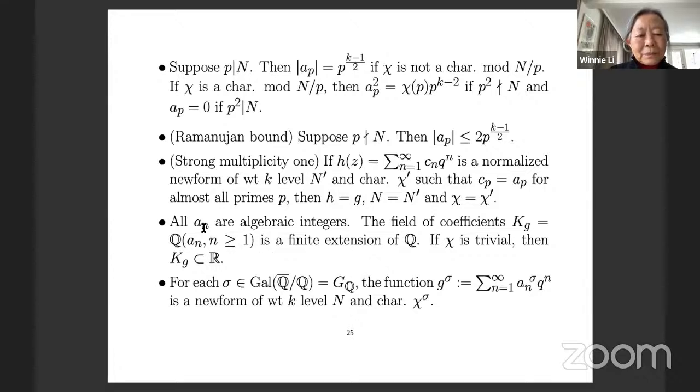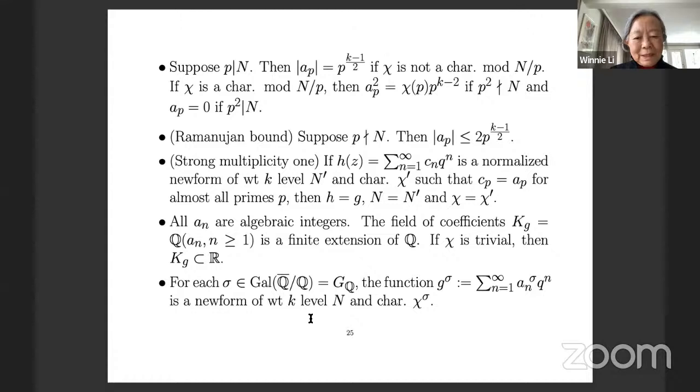And all the Fourier coefficients are algebraic integers. If we put them together, they generate a finite extension of Q. If the character is trivial, then actually all the Fourier coefficients are real.